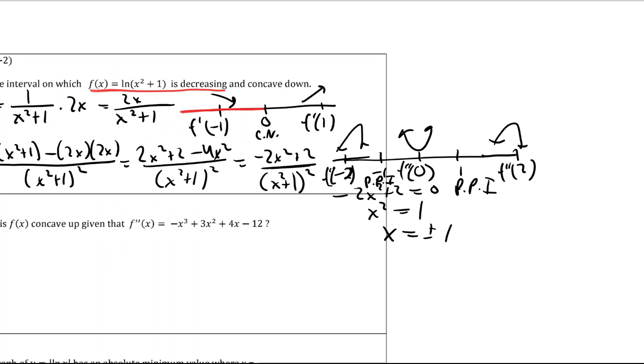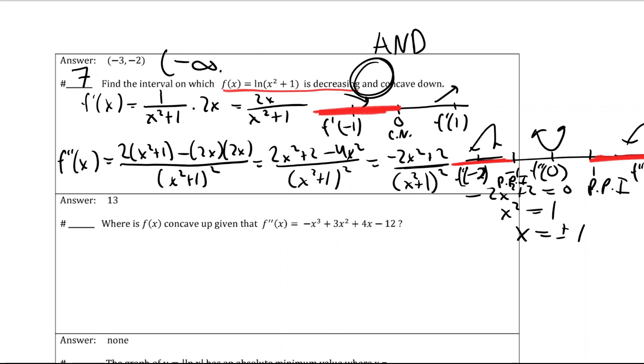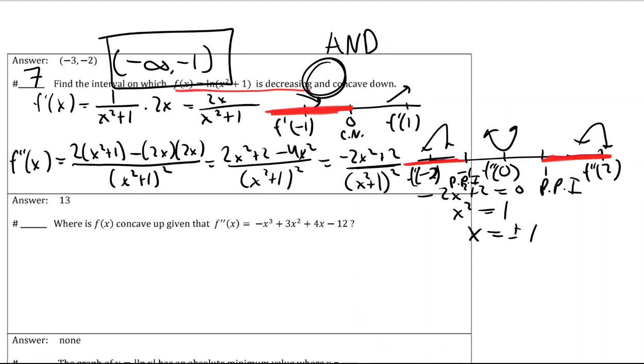And now we can start to find our answer here. It's decreasing from negative infinity to 0, but it's concave down from negative infinity to -1 and 1 to infinity. But where these two things overlap, the only time that both of these hold is from negative infinity to -1. It's the only place that's both concave down and decreasing. So kind of a 2-for-1 there.